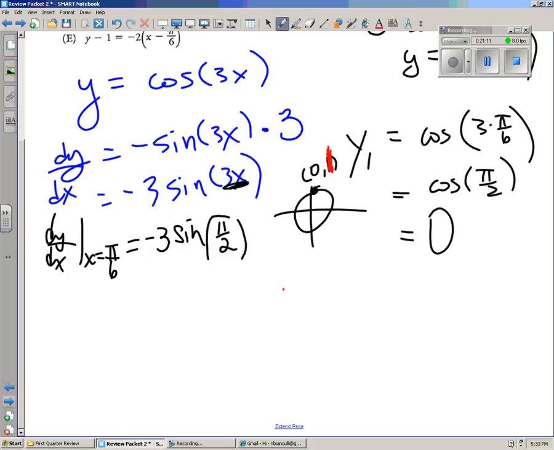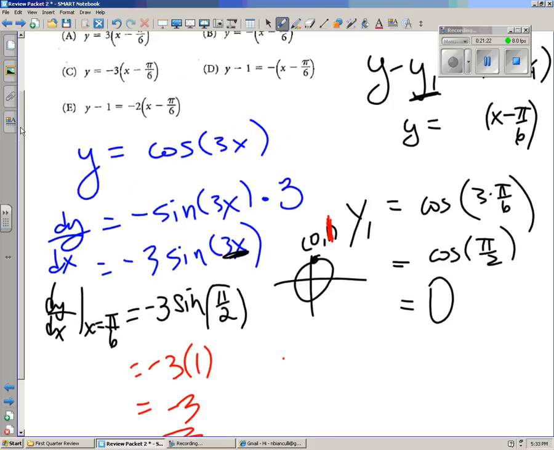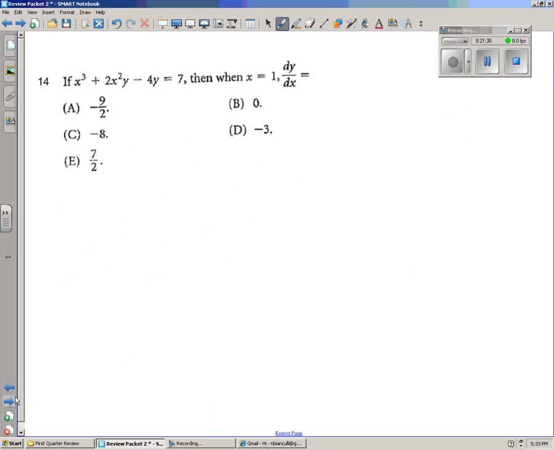So now we end up with negative 3 sine, sorry, not sine. We just talked about the fact that that's 1 now, which gives negative 3. So here's your slope. Negative 3 is the slope. And we end up with choice C being the answer. Pretty straightforward. All right, number 14, we have an implicit differentiation question.